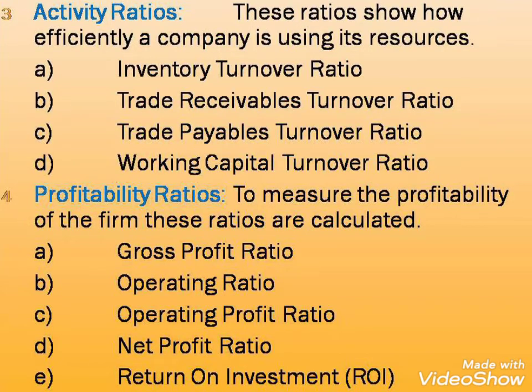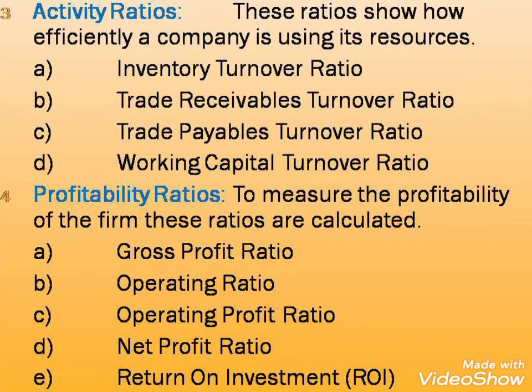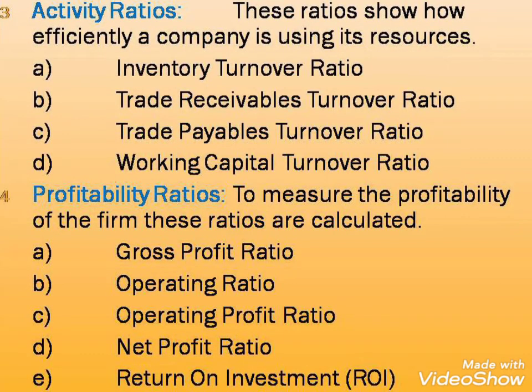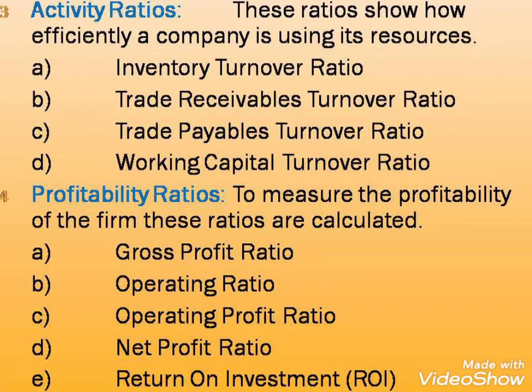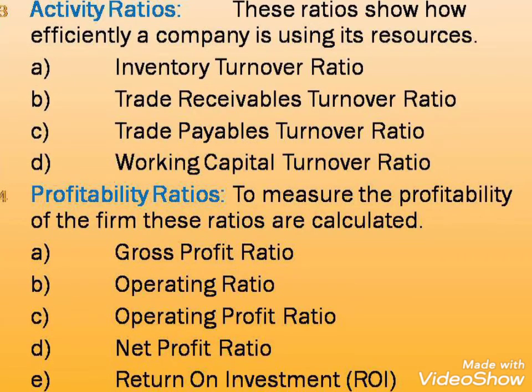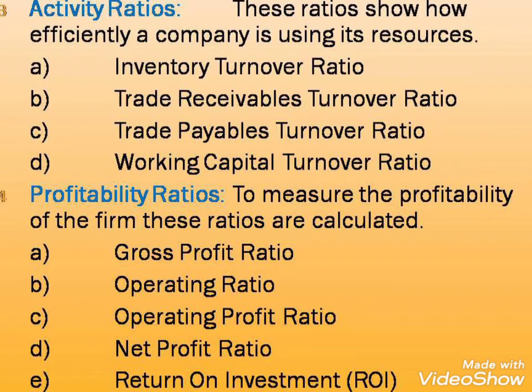In the fourth category, in order to measure the profitability of the firm, the profitability ratios are calculated. Under the profitability ratios, the major ratios to be calculated are gross profit ratio, operating ratio, operating profit ratio, net profit ratio, and return on investment.